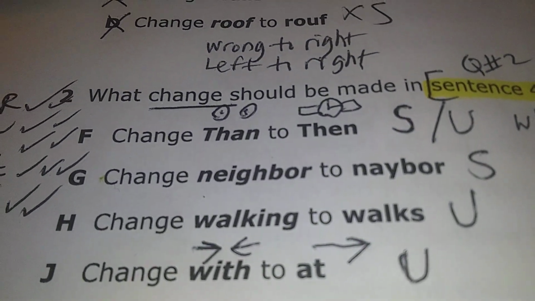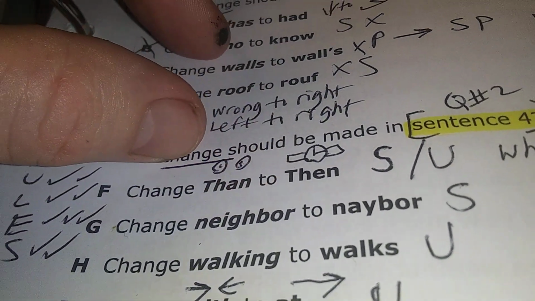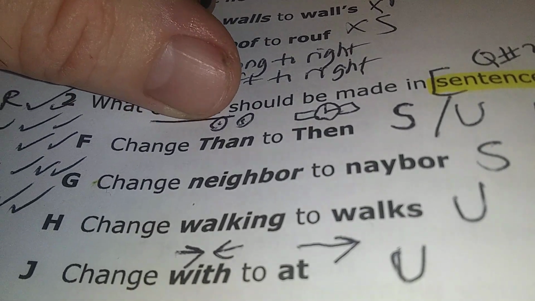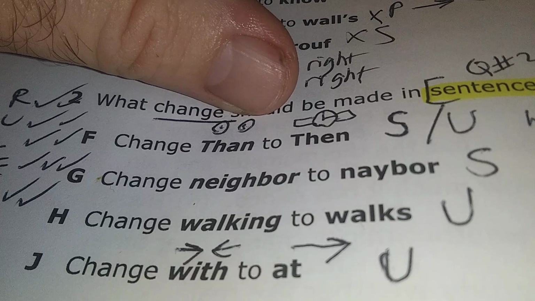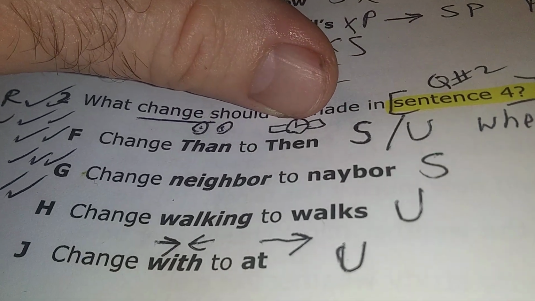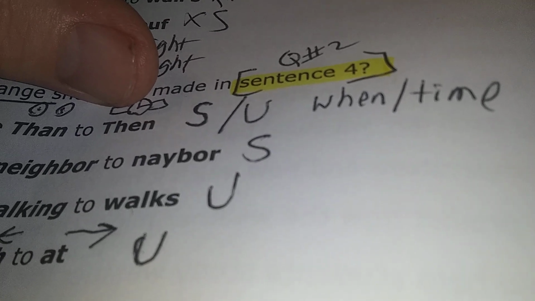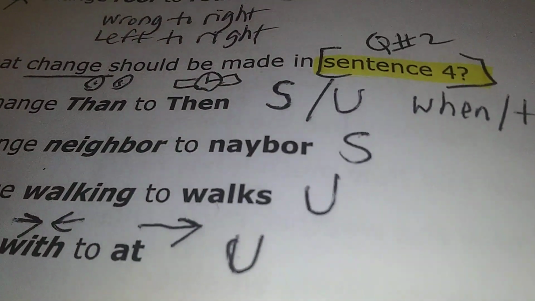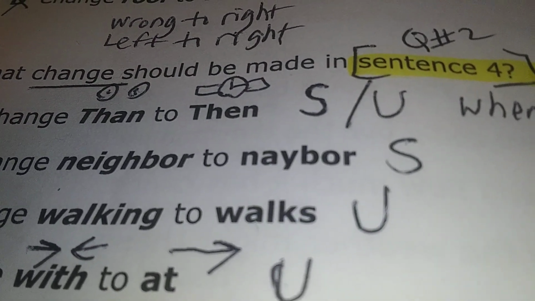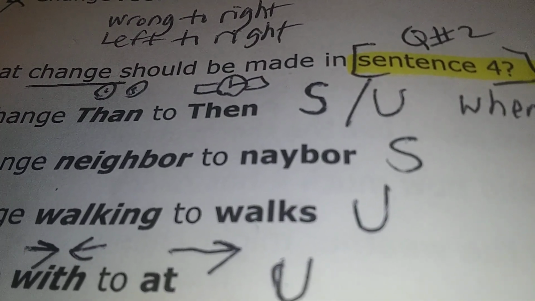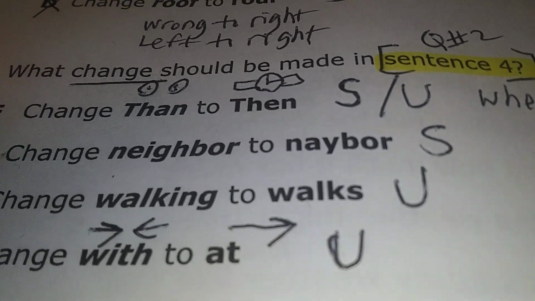It said on F, change than to then, and so I tell my kids, whenever you're saying than, you're comparing. So I do 2 little eyeballs. You're comparing something to something else. Then is a when, so that's a time, so I draw a little watch. So depending on your point of view, that's either a spelling mistake or it's a usage mistake, and a lot of people argue over that. So I'm just going to say it's both.